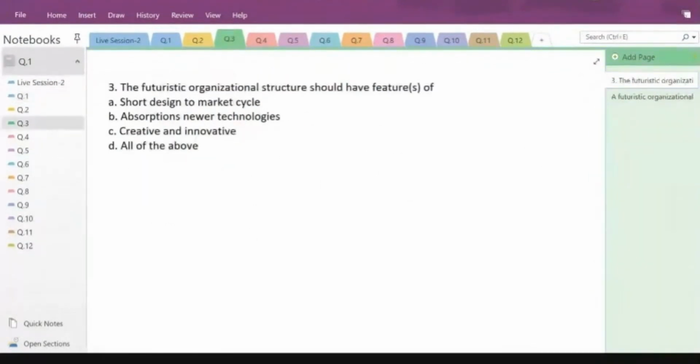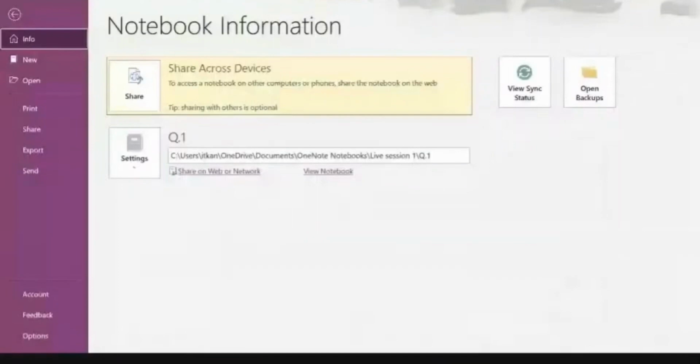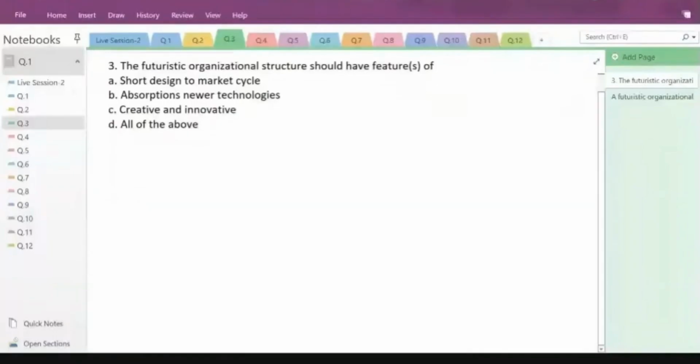The futuristic organizational structure should have features of which of the following? Yes, D is the correct answer. But apart from this, well, D is the correct answer.